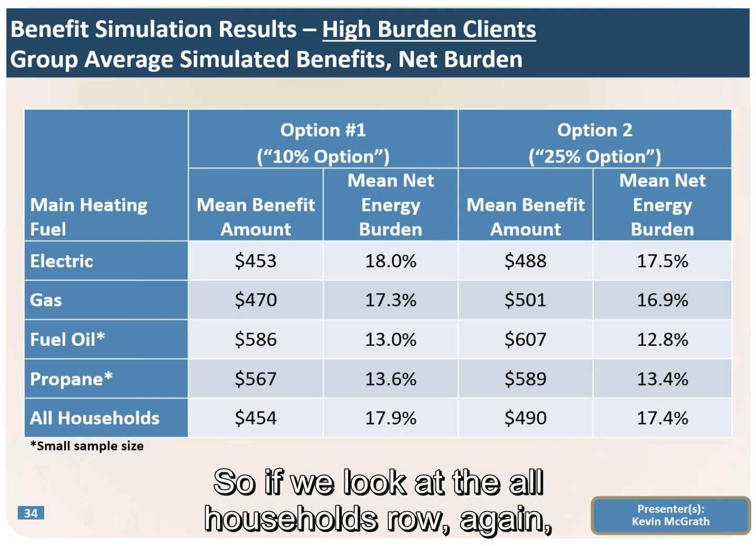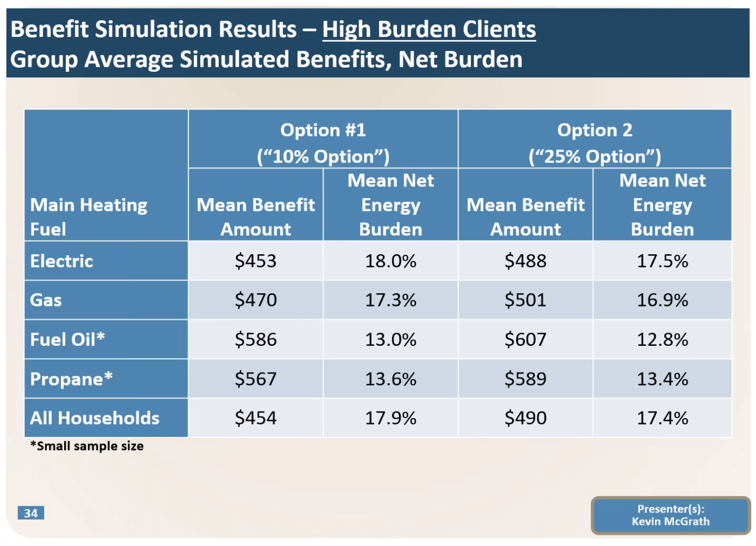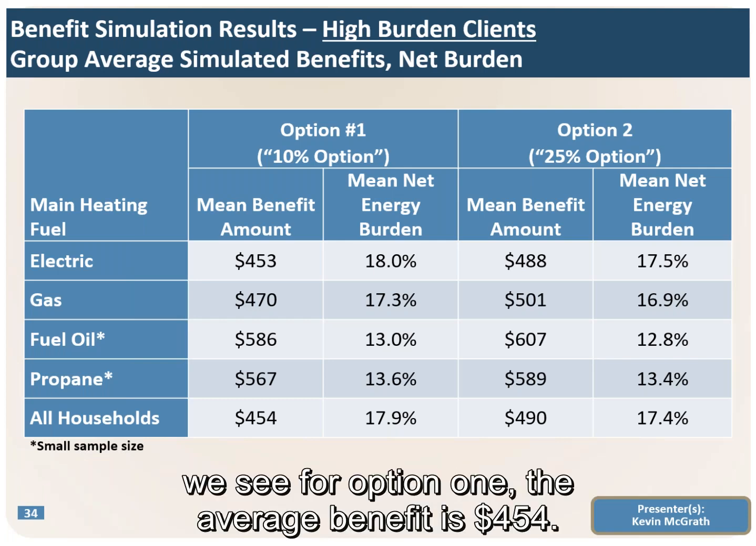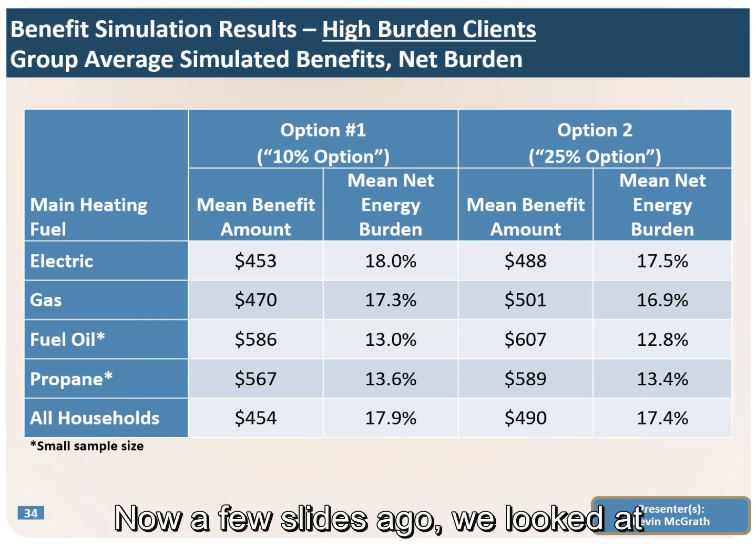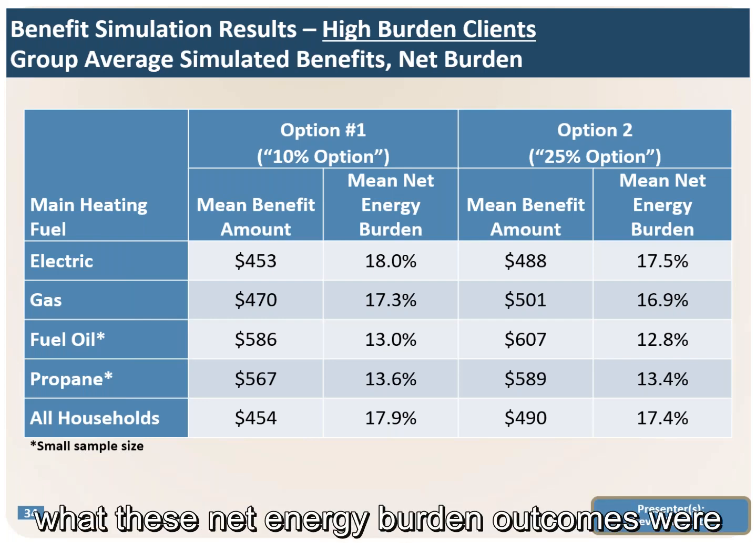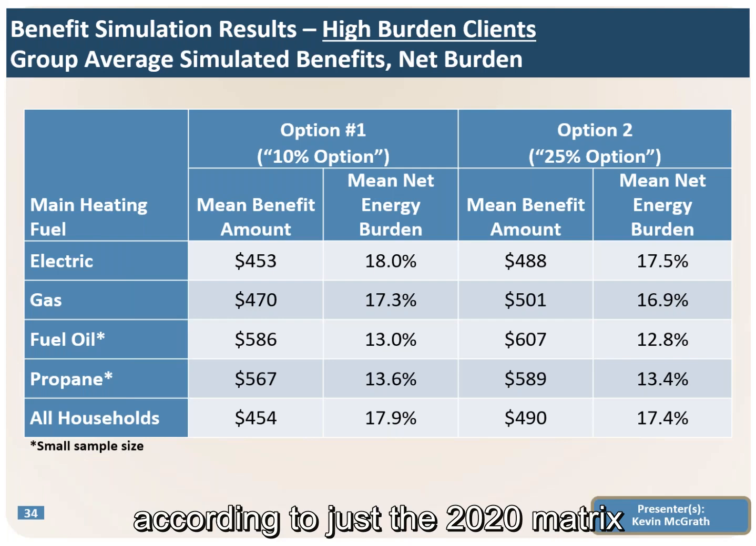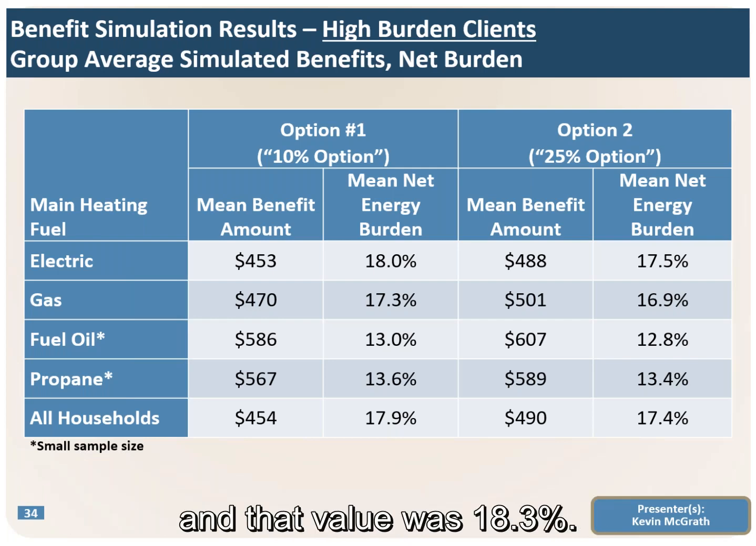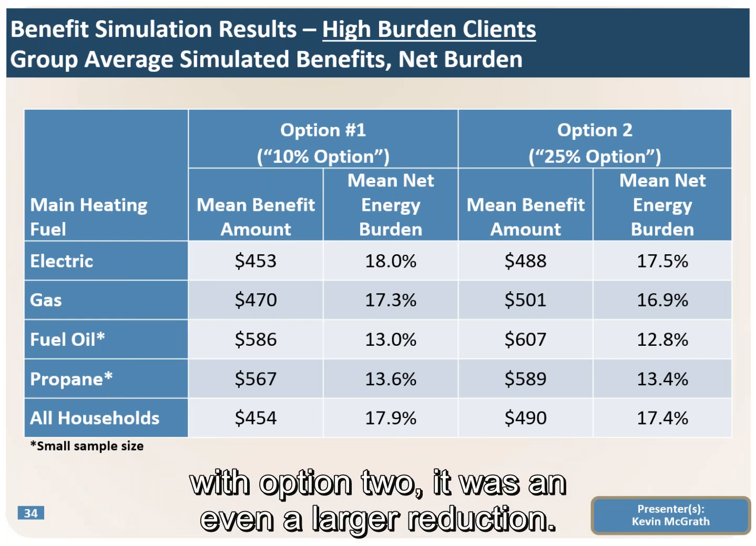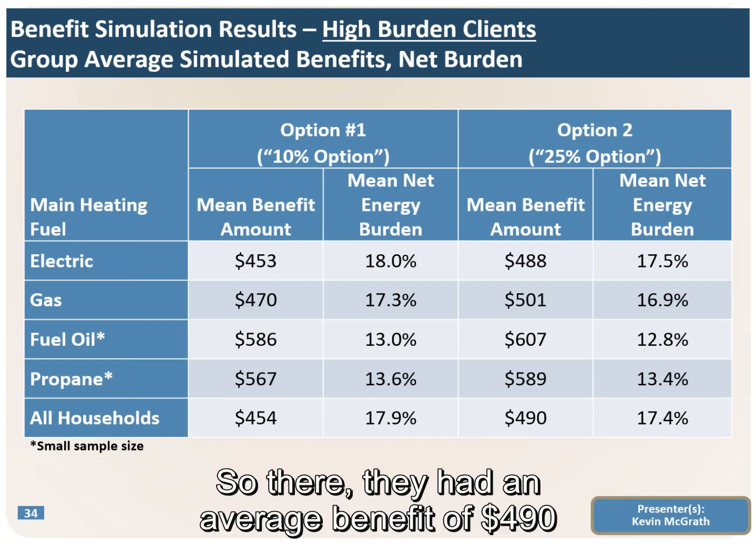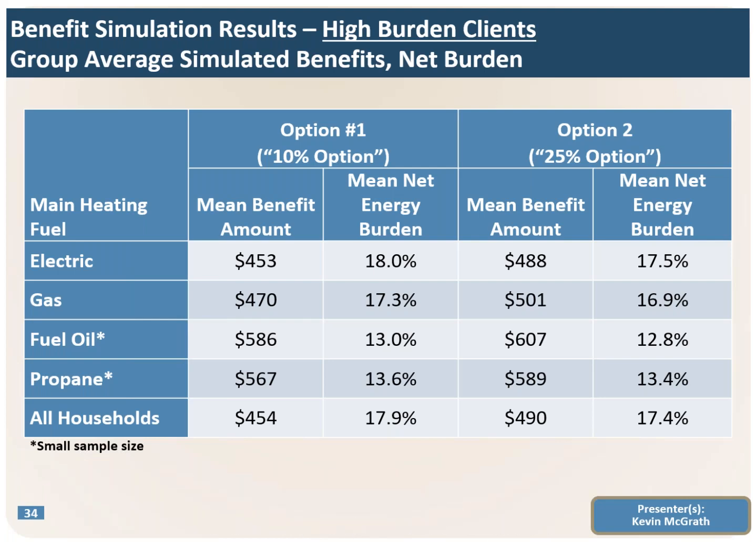So if we look at the all households row again, we see for option 1, the average benefit is $454. The net energy burden is 17.9%. Now, a few slides ago, we looked at what these net energy burden outcomes were according to just the 2020 matrix, and that value was 18.3%. So there's a bit of a reduction even with option 1. With option 2, it was an even larger reduction. So there they had an average benefit of $490 and a net energy burden of 17.4%.